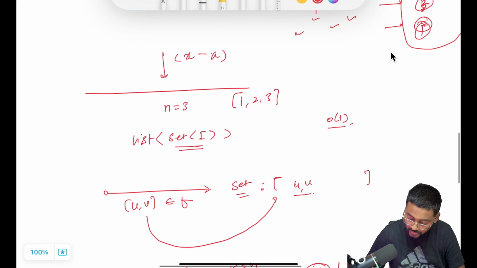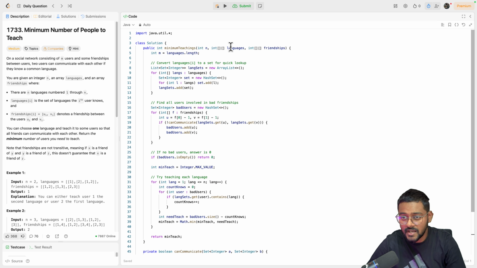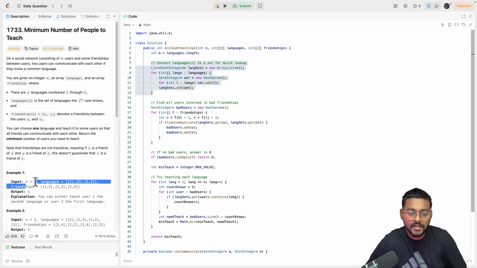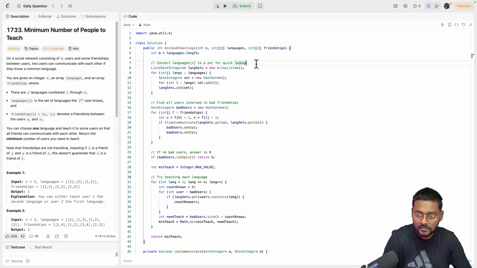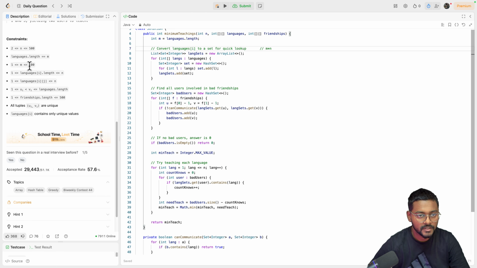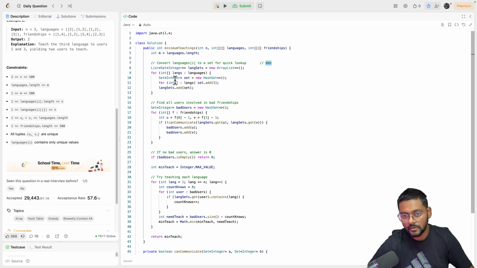So let's have a look at the code, then you will get more understanding. Here, first of all, I'm converting this languages array to a set for quick lookup. We have n number of languages and m number of users, so at max it will give us a time complexity of m cross n. What is the range of m? Here m is 500 and n is 500, so 500 into 500, not a problem.